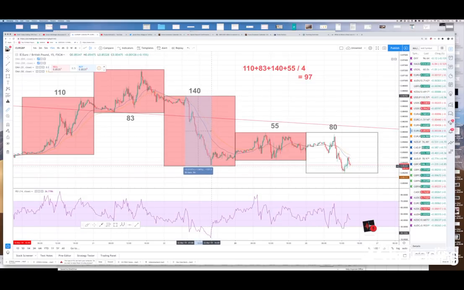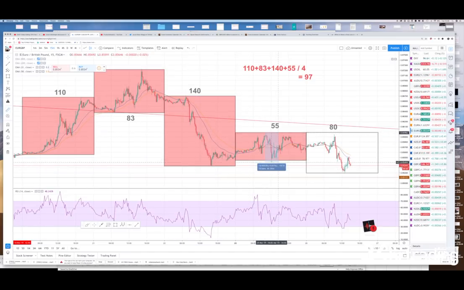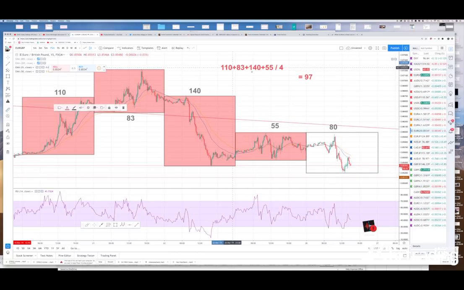So from the core edge of these boxes, we've got about 137, 140 I have, and this one's about 55, and so far for today we have about 80. Now what have I done? I've added up these numbers, 110, 83, 140, 55, and divided it by the number of boxes. So that is 4 days, and that gives me on average the market on Euro GBP moves roughly 97 pips a day. What does that mean? This is another topic, but I've got this average number.